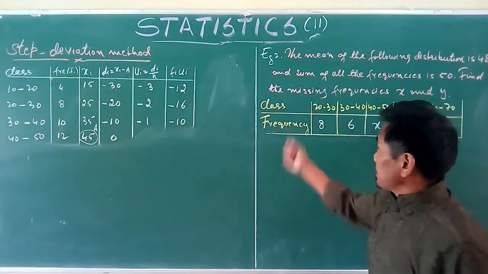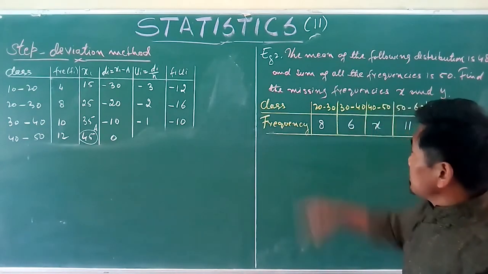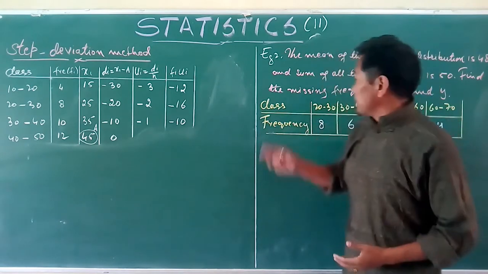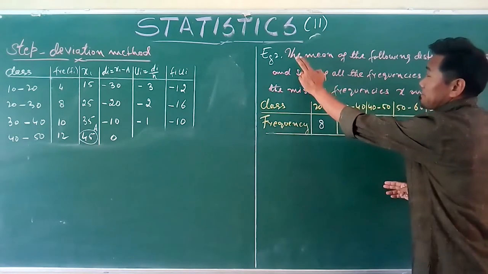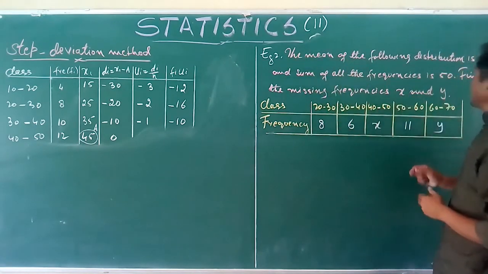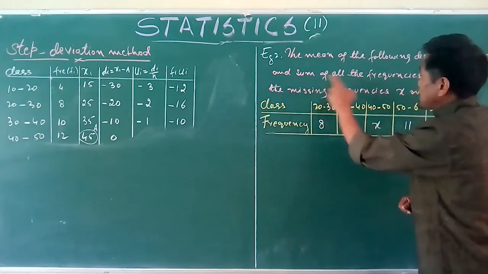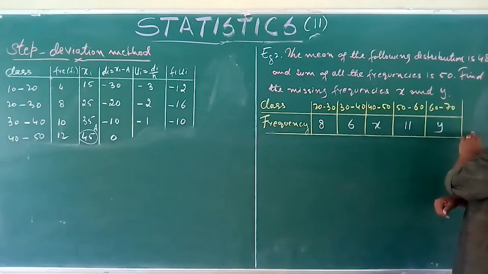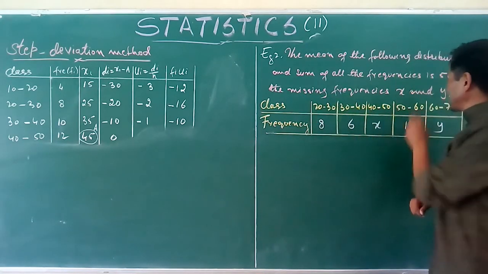Now the example to show. The mean of the following distribution is 48. The sum of all the frequencies is 50. Find the missing frequencies x and y.